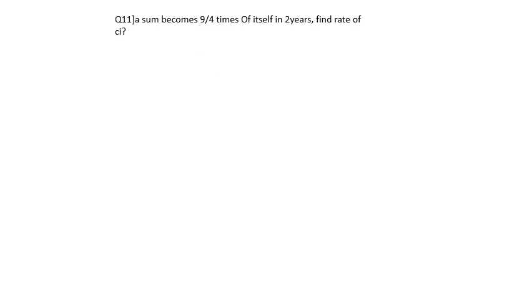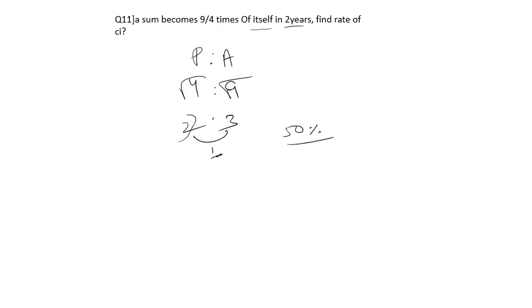A sum becomes 9 by 4 times of itself in 2 years. Principal, amount. Okay, if the principal is 4, that becomes 9. 9 by 4 means 9. This becomes in 2 years. 2 years means take the square root. This is 2, this is 3. So rate of interest is 1 on the base of 2. So this is, guys, 50%, because 1 is interest on the base of 2. Right, now moving to the next question, guys.